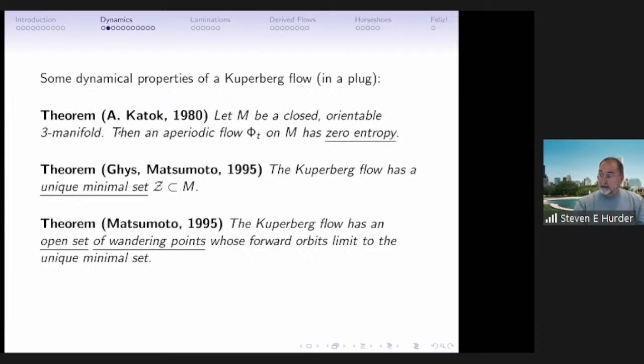So this is the background. People know a lot about these, about wandering sets, but they don't really know about minimal sets if they're not hyperbolic. If you don't have some linear contraction to work with, your tools come up empty.